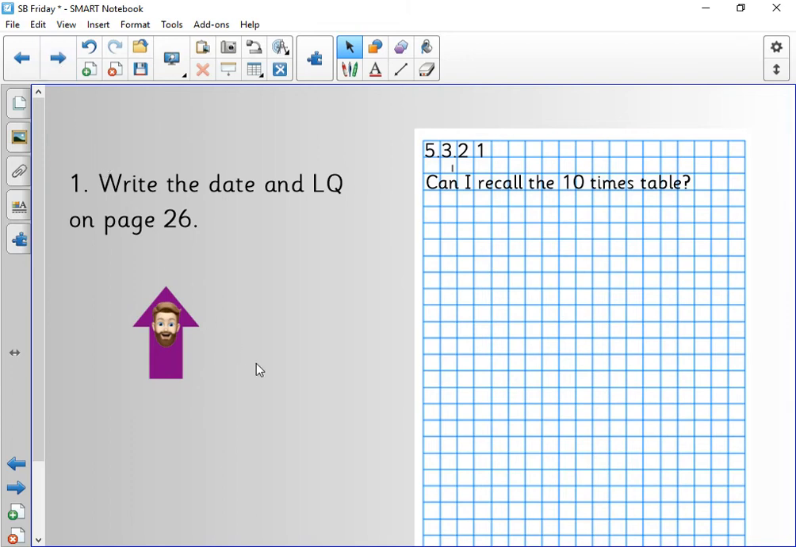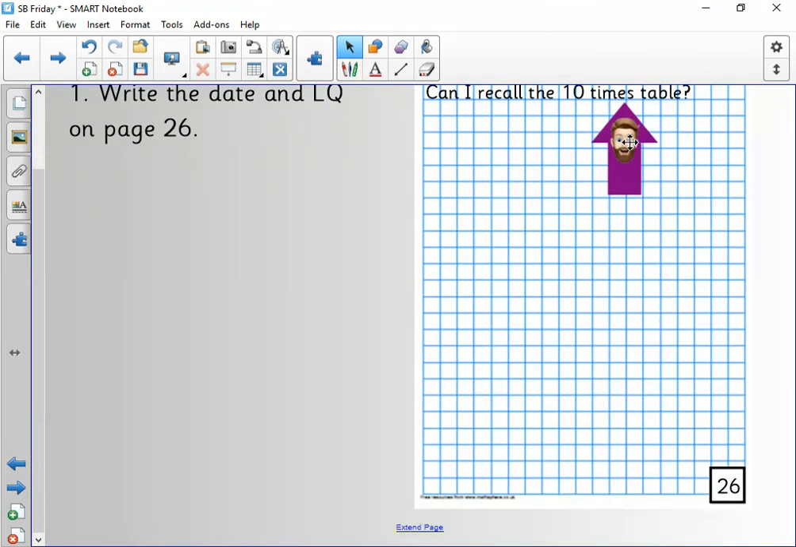Okay, now it's your task for today, and you're going to write the 10 times tables out for me. So, instruction number 1, write the date and learning question on page 26. The date is the 5th of March 21, and here's the learning question. Can I recall the 10 times table? Please write that on page 26.